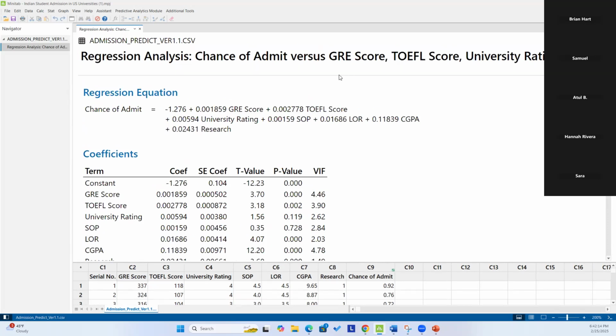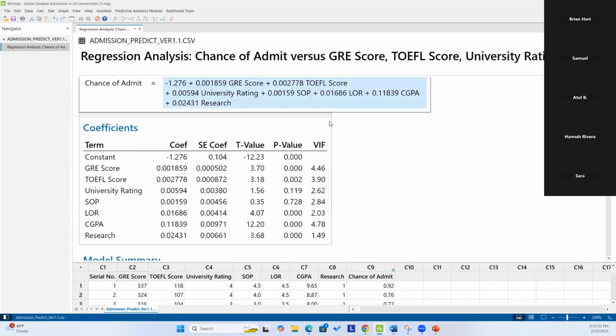hope you can see. The very first item is the intercept, like we saw. This is the slope of GRE. This is the slope of TOEFL. This is the slope of university rating. This is the slope of statement of purpose. This is the slope of letter of recommendation. This is the model. We got the model. Now our question is whether this model is valid or not.